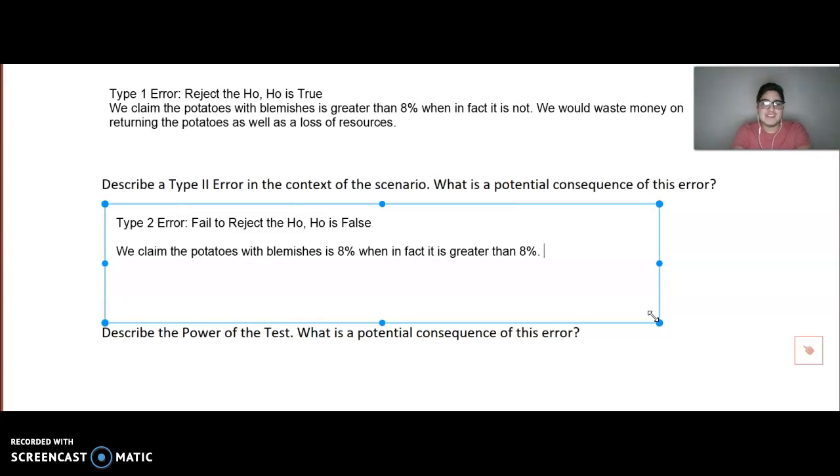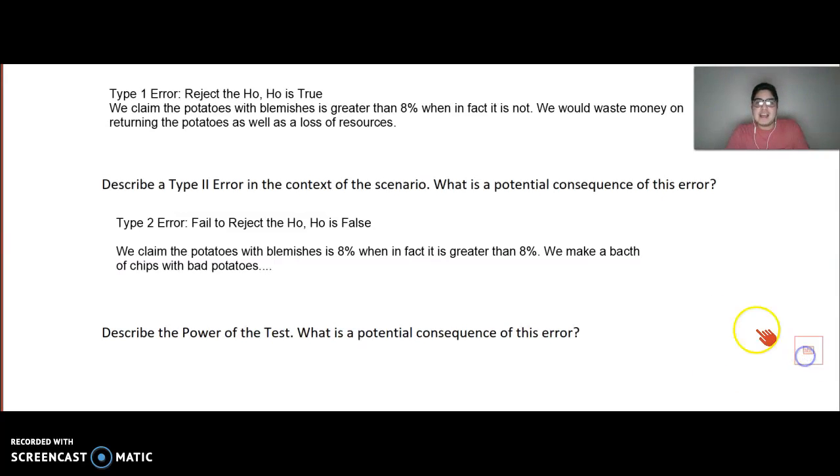And what's a consequence of this? We make a batch of chips with bad potatoes. And that's no bueno. Imagine giving out expired product or product that should not be approved by the FDA or legal. You might have some potential lawsuit consequences there. But in the grand scheme of things, the most immediate consequence is that we made a batch of chips with bad potatoes, and people are not going to be happy.